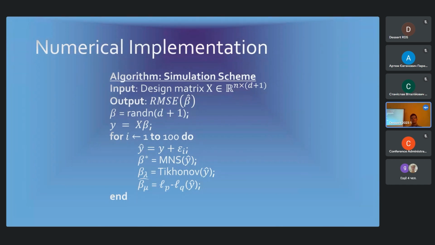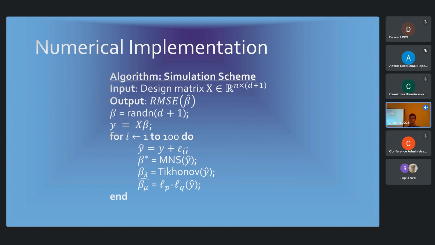The algorithm that we use is the following. We first calculate beta, the regression parameter, which consists of randomly generated numbers from the normal distribution, and then we calculate y. The beta that we calculated is the exact regression parameter that we want to find. And now we create 100 training sets.